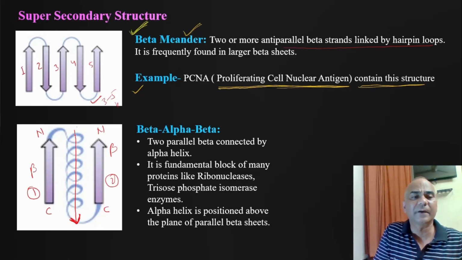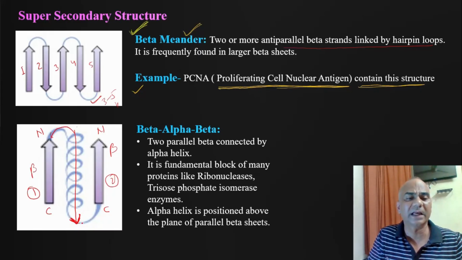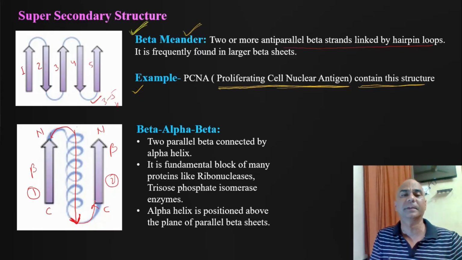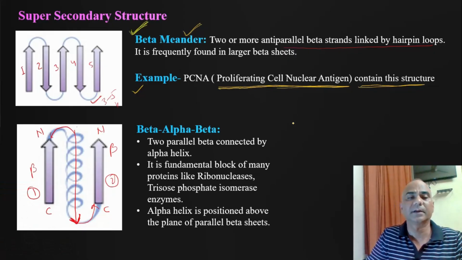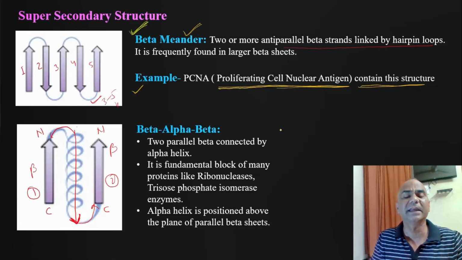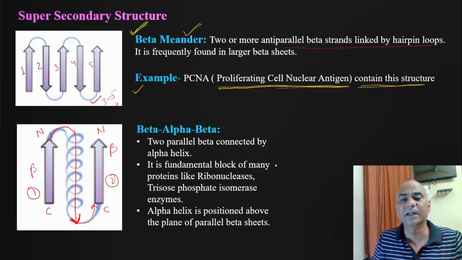The one end of the alpha helix is joined from one polypeptide chain and the opposite end of the alpha helix is joined with another polypeptide chain. This is called the beta alpha beta, because the beta, alpha and beta, three secondary structures are connected. It is the fundamental block of many proteins, just like the ribonucleases.